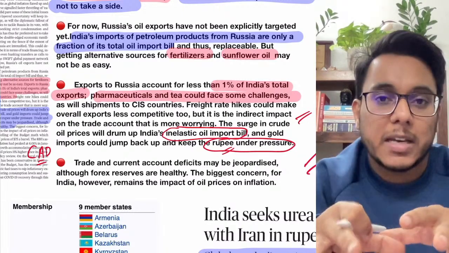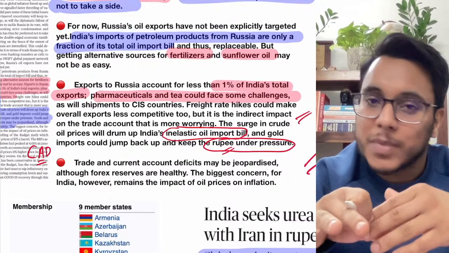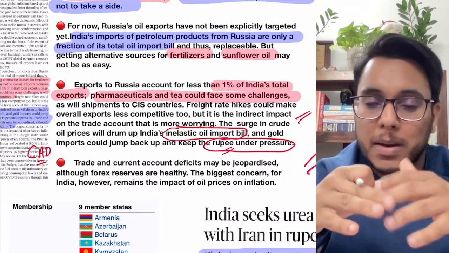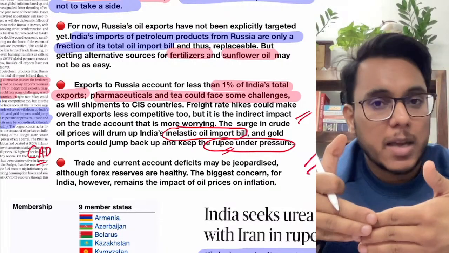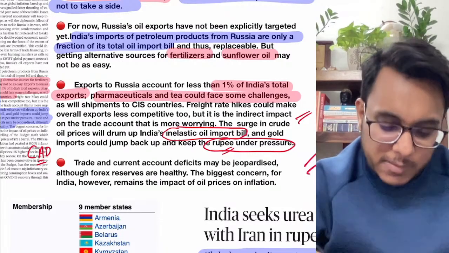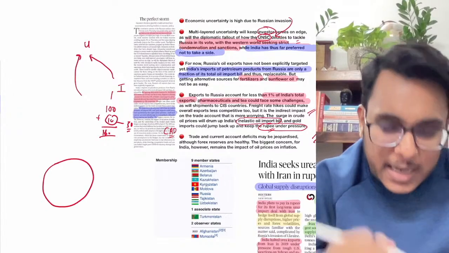Rupee's position will weaken. Is it clear? If it weakens, what will happen? Then further, the imports that we are making will also become expensive. So everything is actually connected in a circle.